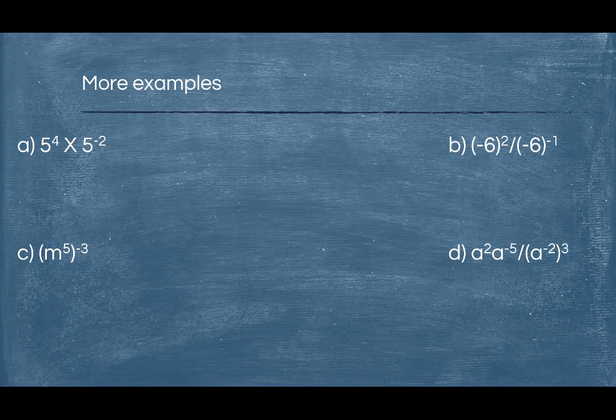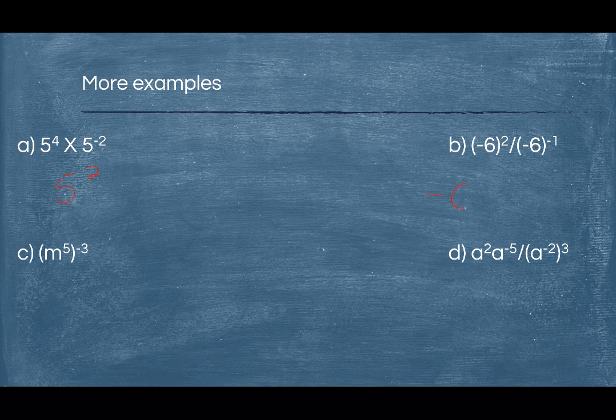Let's go back to present. 5 to the power of 4 times 5 to the power of negative 2, and back to red, is equal to 5 to the power of 2. We're multiplying exponents, so you just add them together. 4 plus negative 2 is positive 2. We don't need to evaluate these exponents.